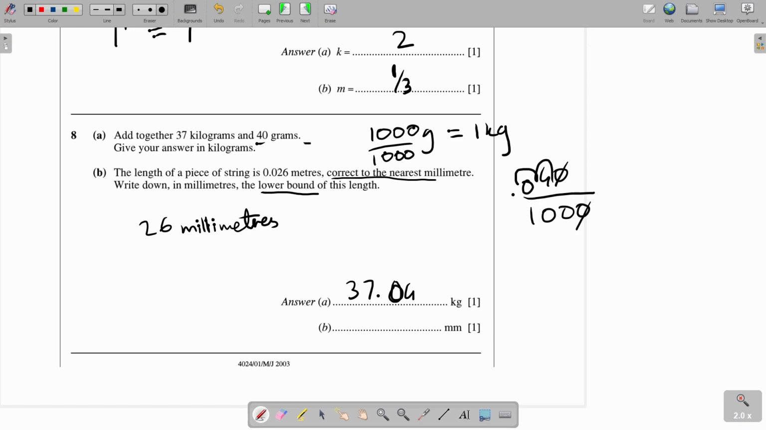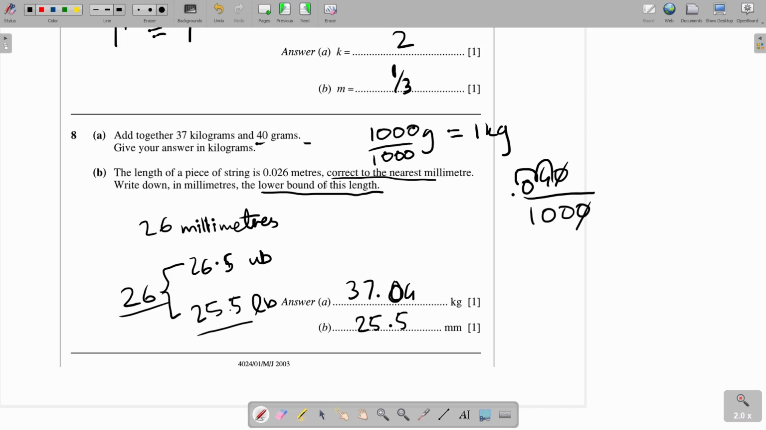Now for lower and upper bounds, this is a statistical concept, but in terms of O-level maths, you really need to know that a lower bound and an upper bound would be half plus this and half minus this. So half plus this would be 26.5. This would be the upper bound, and then half minus this would be 25.5, which would be the lower bound. So the answer here would be 25.5.